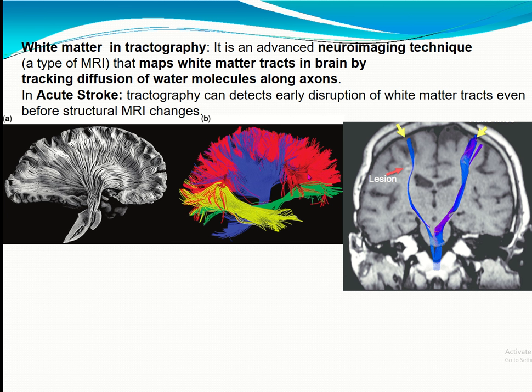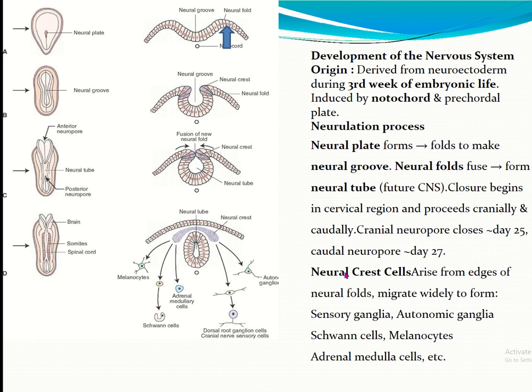This is white matter seen in a special type of MRI, tractography, and here you see the lesion of one of the descending tracts. Here loss of the nerve fiber is seen in this picture.